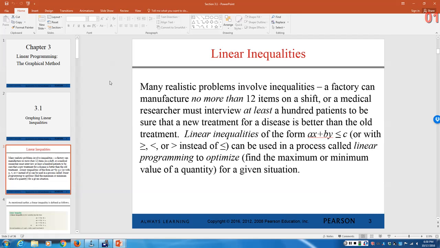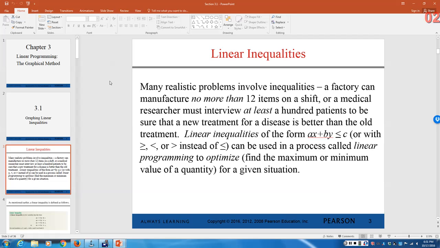So a lot of realistic problems involve inequalities. An example is that a factory can manufacture no more than 12 items of something on a particular shift, or a medical researcher must interview at least 100 patients to be sure that a new treatment for a disease is better than the old one.